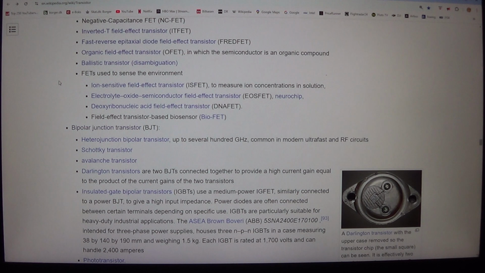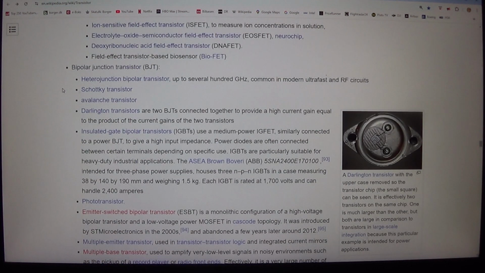FETs used to sense the environment. 1. Ion-sensitive field effect transistor, ISFET, to measure ion concentrations in solution. 2. Electrolyte oxide semiconductor field effect transistor, EOSFET, neurochip. 3. Deoxyribonucleic acid field effect transistor, DNAFET. 4. Field effect transistor-based biosensor, BioFET.